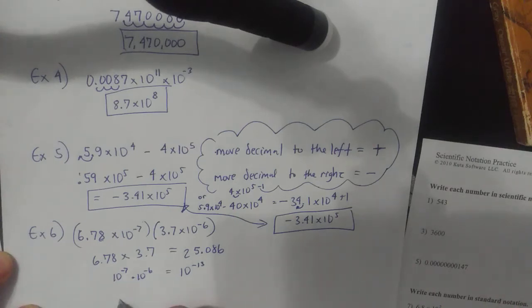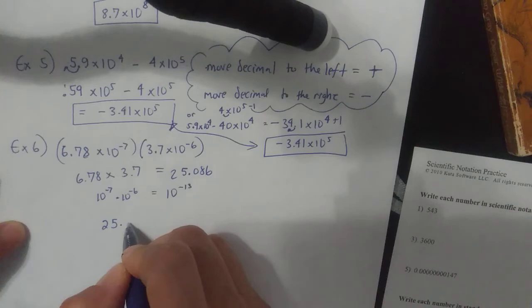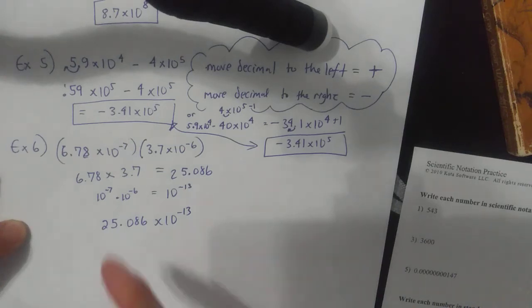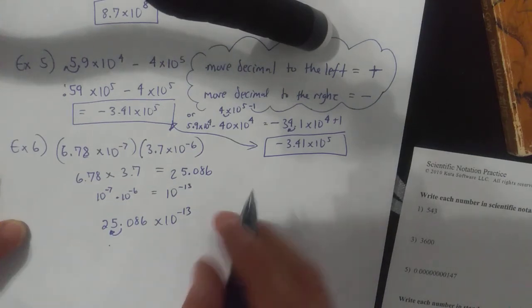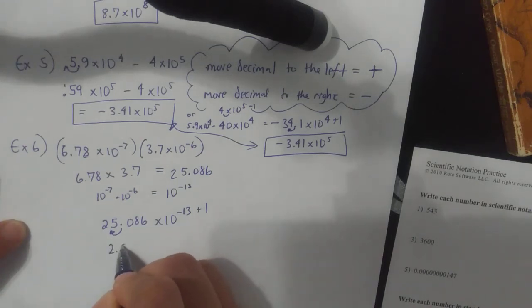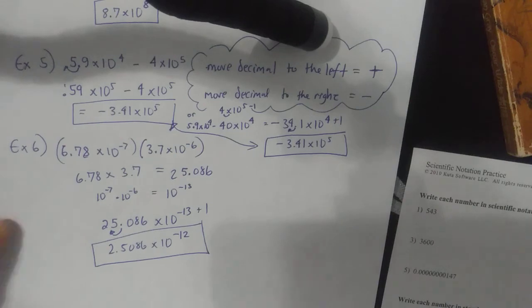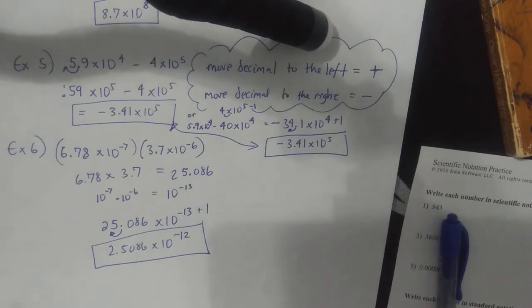So I get total 25.086 times 10 to the negative 13. And this is not in total scientific notation. So I'm going to move this once. And if you move the decimal to the left, you add 1. So 2.5086 times 10 to the negative 12. I believe that's right. If you guys find any mistakes, let me know. But yeah, that's some examples to go through.